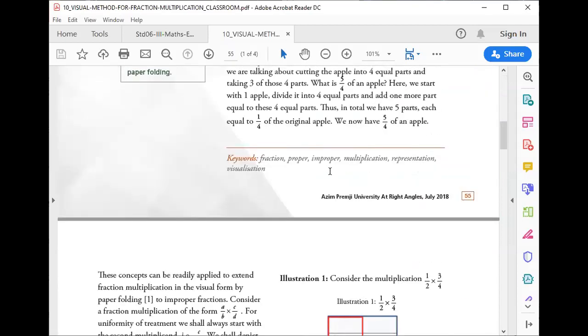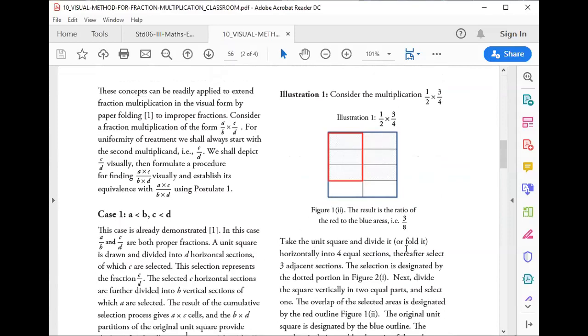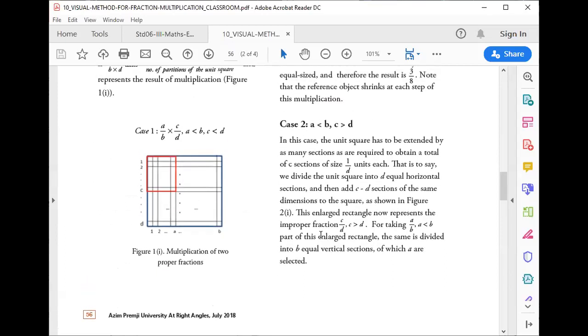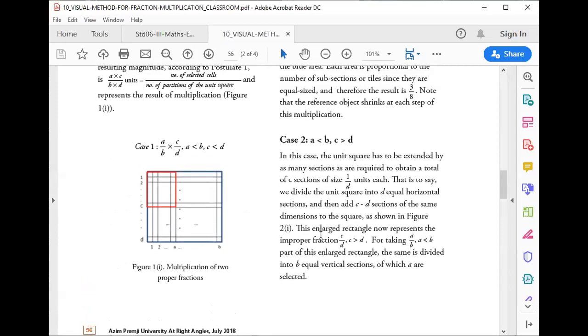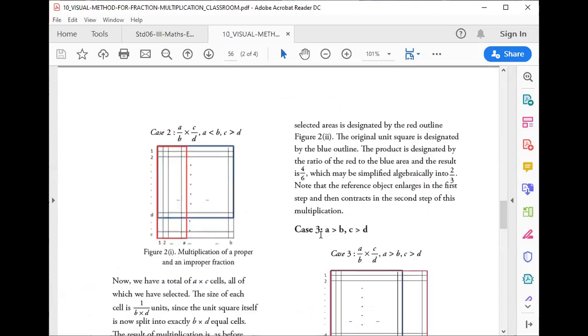So this is how you do a proper by proper. The blue one is the whole. The thick blue border indicates the whole, and the red one indicates the product. And here, when you multiply a proper with a proper, you end up getting a proper fraction. So it's contained within the whole.